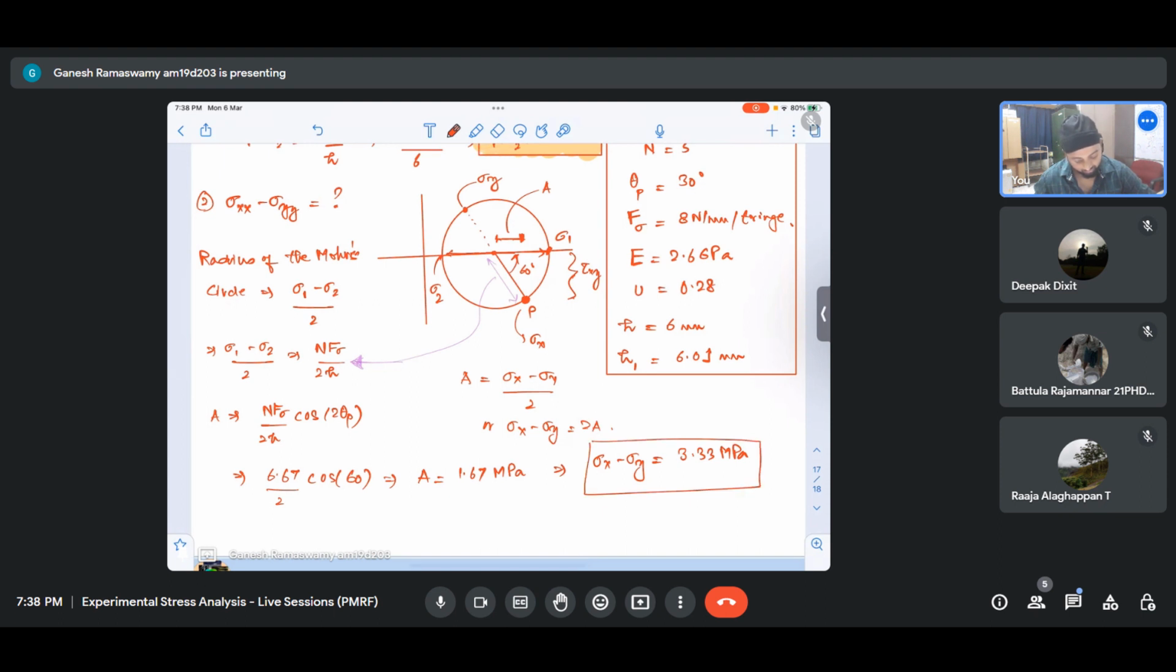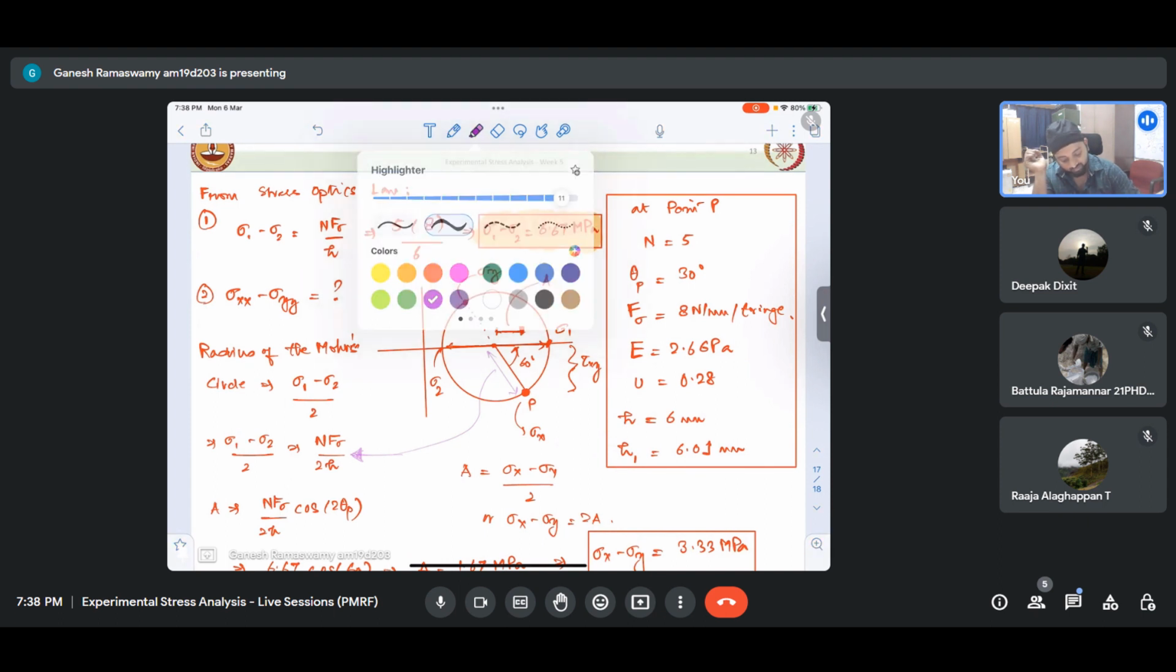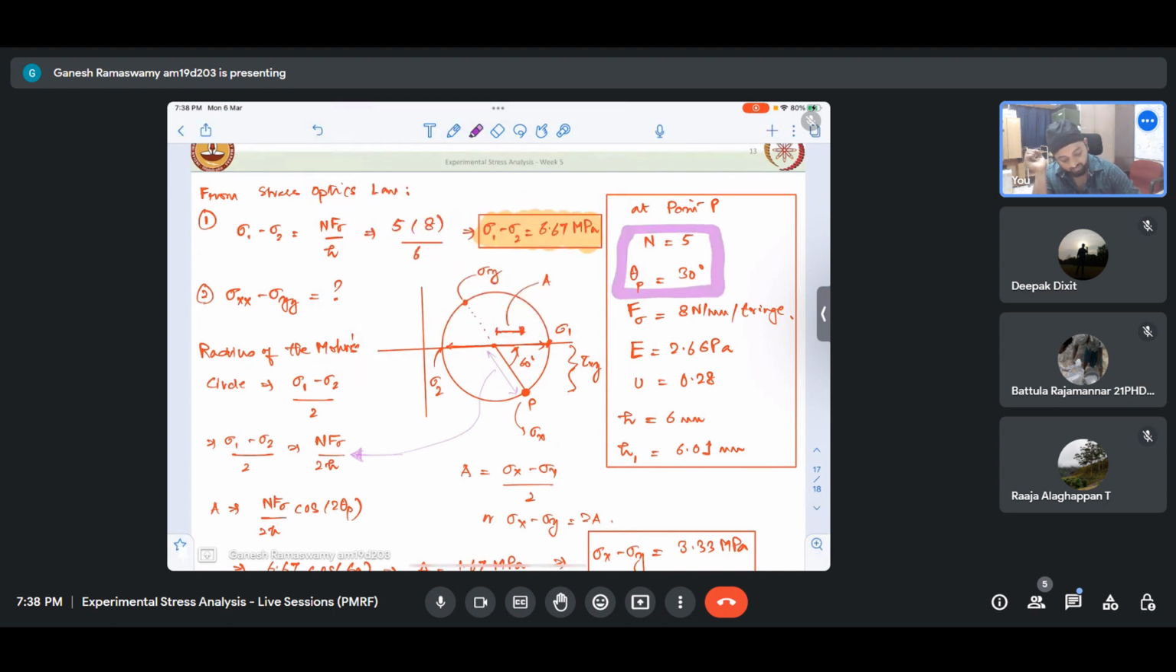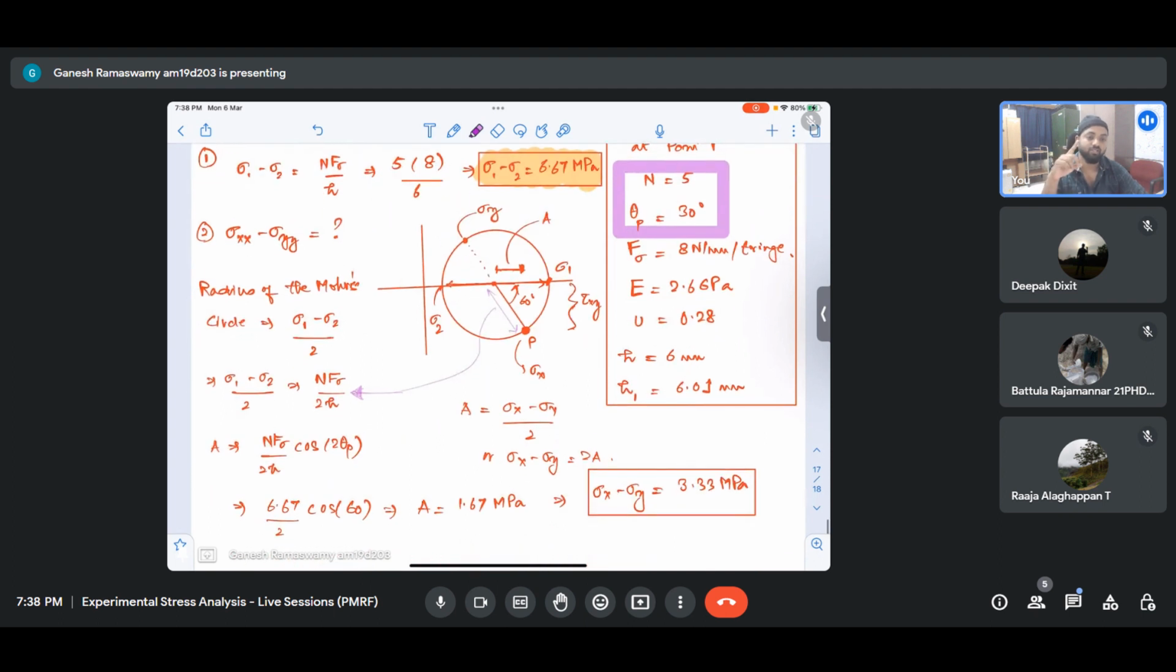So what does this tell us? That once we apply photoelasticity, we are able to get theta p and n. These two quantities come from photoelastic analysis of the problem. Once we know that, using our Mohr circle, we can find the difference in the normal stresses easily.